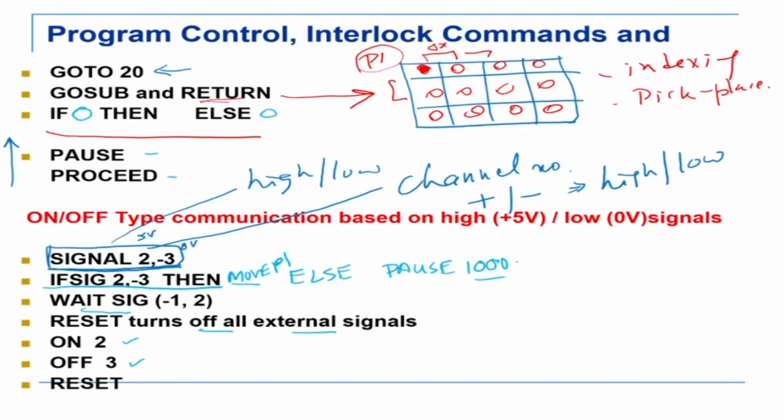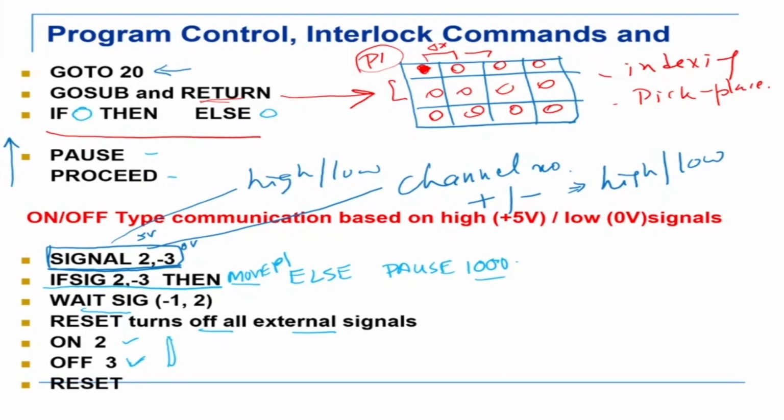On 2, off 3. These are individual signal lines. For example, on 2 would mean make channel number 2 on. For example, in the example we saw some time back, after the robot has picked up the part, it has to inform the conveyor that it has picked up. So on channel number 2, it will simply say on 2. Now the conveyor understands that channel number 2 has become on, so it should start the conveyor again. Off 3, for example, will make it low. So this also would mean something logically.